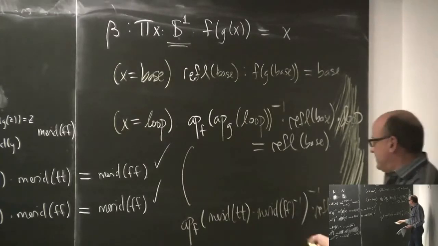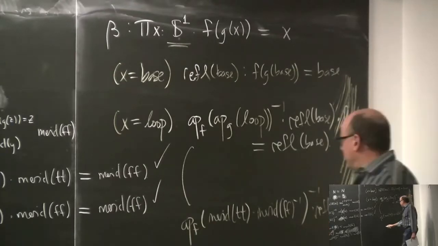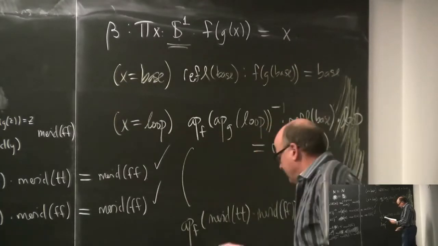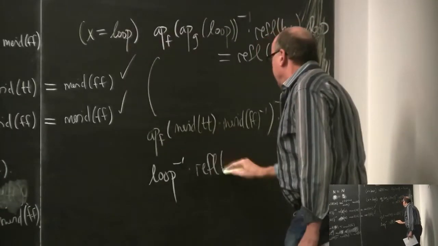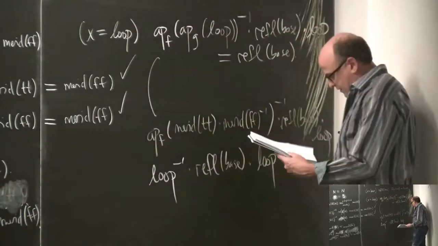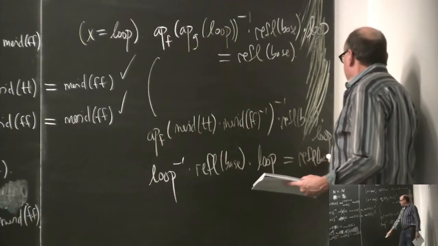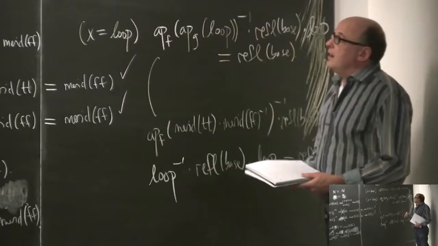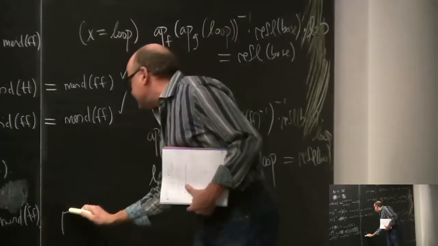Okay, so now what does AppF do with this guy? Well, I need functoriality and stuff, and I have to work it out. So what will end up being is this will be loop inverse, backward, times the REFL of base times the loop. That's what happens here, which ends up being REFL, which is what it has to be. Okay, and that's essentially the argument. Because we have to show alpha and beta. Yeah, I think that's actually the whole of the argument. I'm pretty sure. Okay, so that's it.